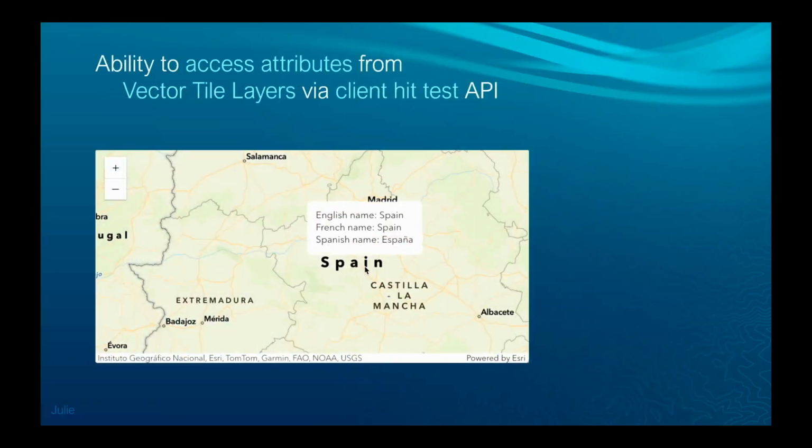Okay, so we've added the ability to access the attributes that are baked into vector tile layers. The way that works is using the hit test API. The hit test is something that you can already use for feature layers and other types of layers, so that now works on vector tile layers. It's important to note that it is returning attributes only.